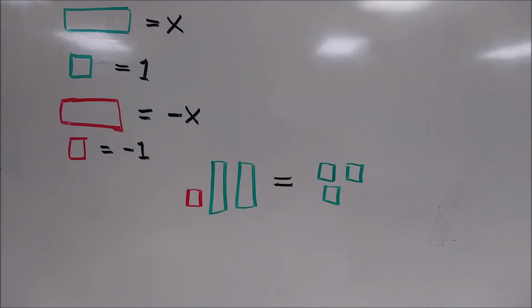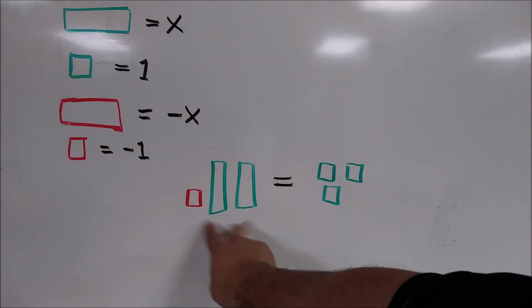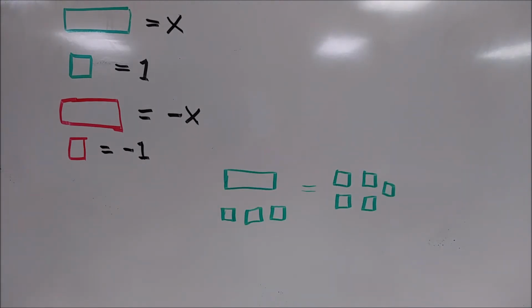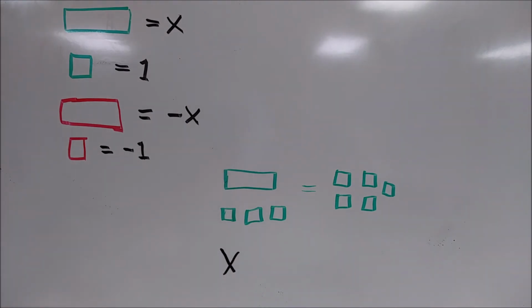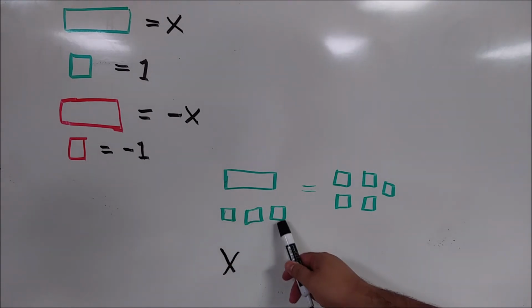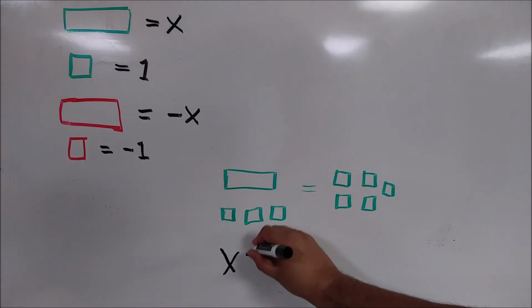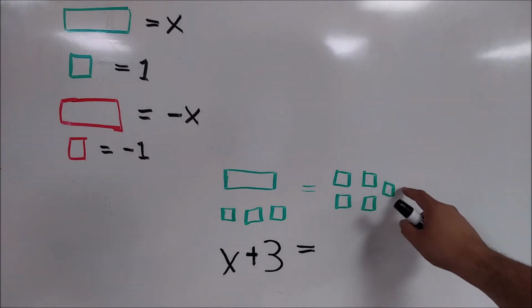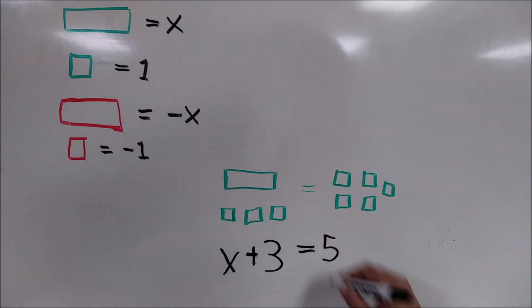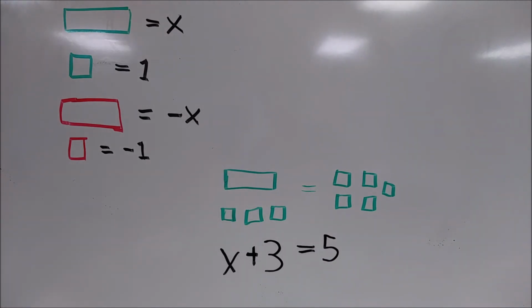In a situation like this one, where we have an equal sign representing an equation, if we see 1 green bar and 3 yellow boxes on one side of this equation, that tells us that we have one single x, and in addition to that single x, we have 1, 2, 3 constants. So this would represent x plus 3. On the other side of the equal sign, we have 1, 2, 3, 4, 5 constants. So this represents the equation x plus 3 equals 5.